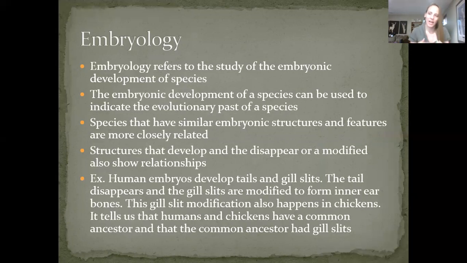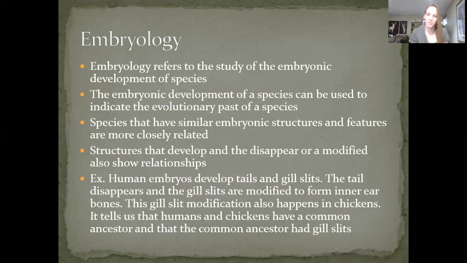And if during embryonic development, you have structures that develop and then disappear, or develop and are then modified, it can show a structure that our ancestor used to have. So for example, human embryos develop tails, which shows us that we had an ancestor that had a tail. Human embryos also develop gill slits, which shows that, you know, back in the deep recesses of our evolutionary history, we had an ancestor that had gills.